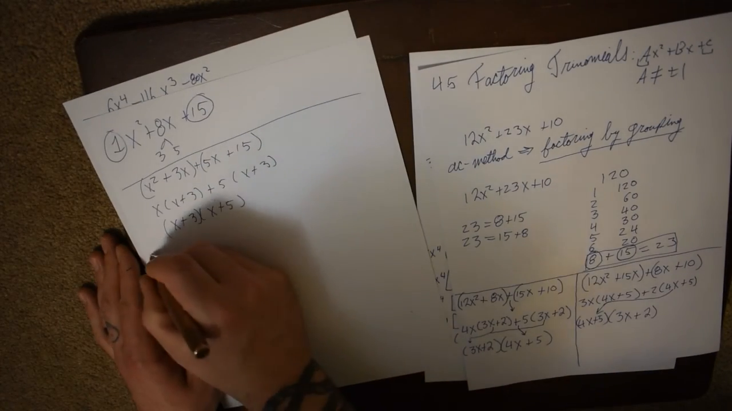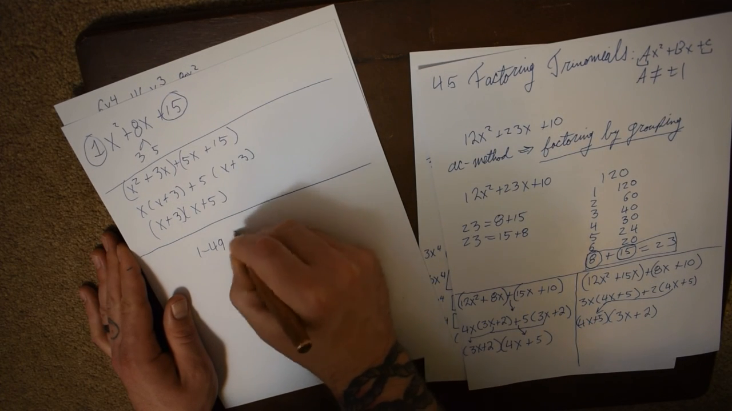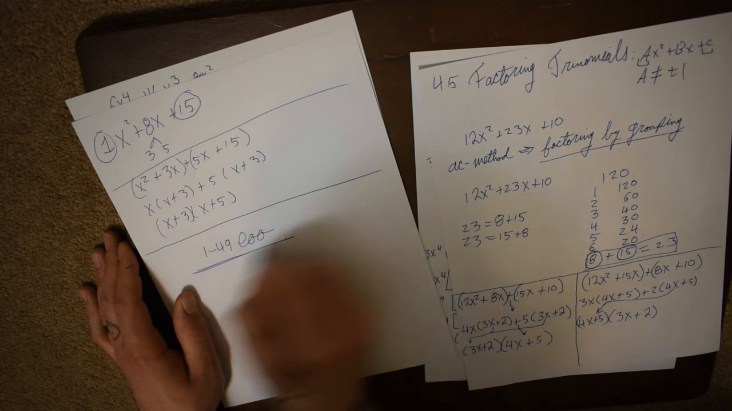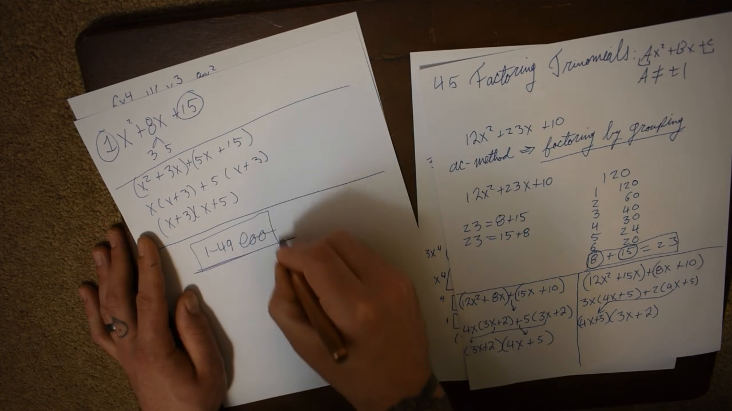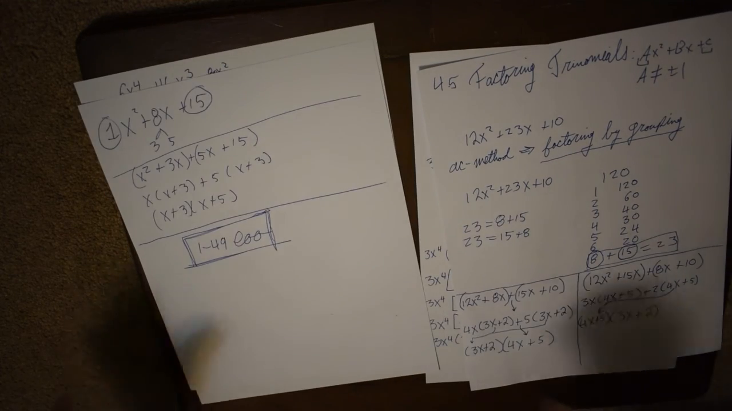For homework, and these do take some practice, go off and do 1 through 49, every other odd. Don't do every odd, that'd be a lot of work. Do every odd if you want to. Don't let me tell you what to do. You can do what you want.